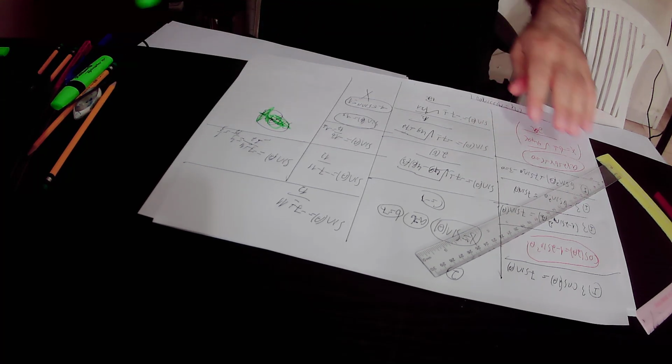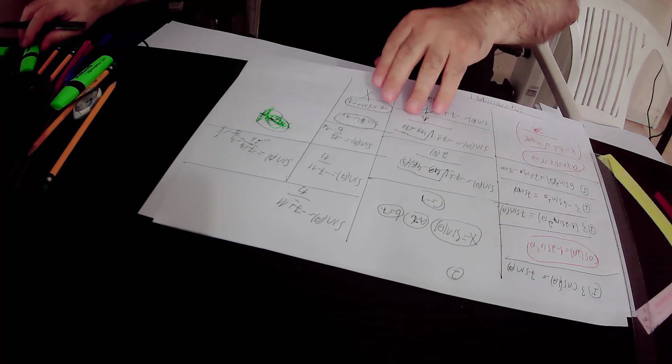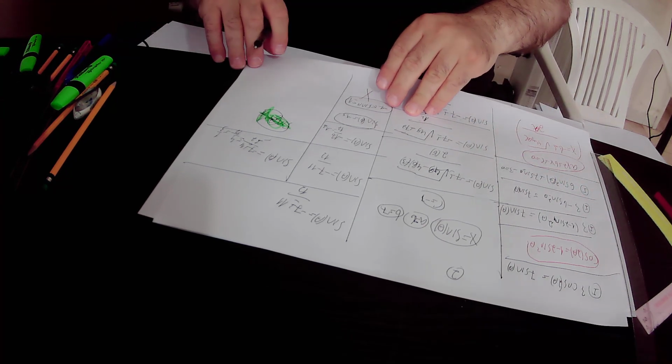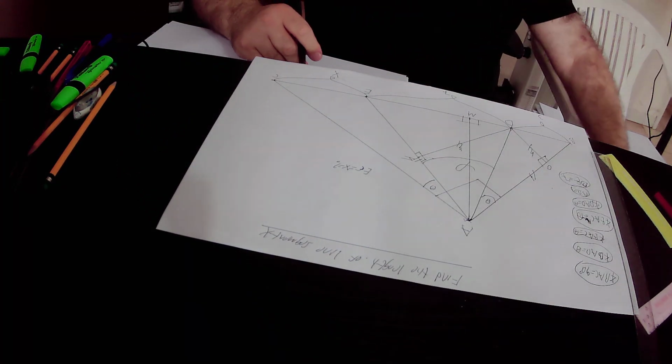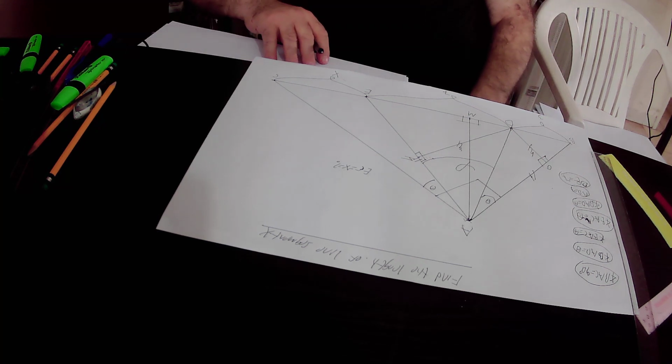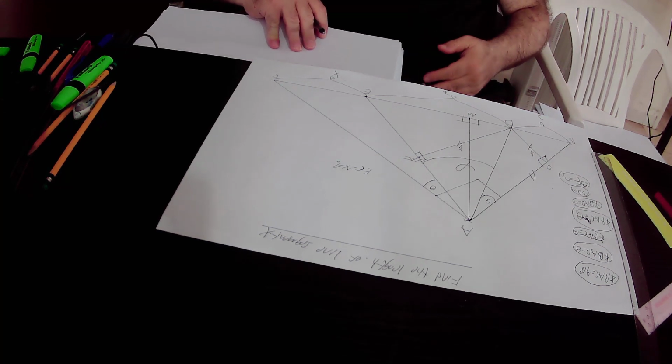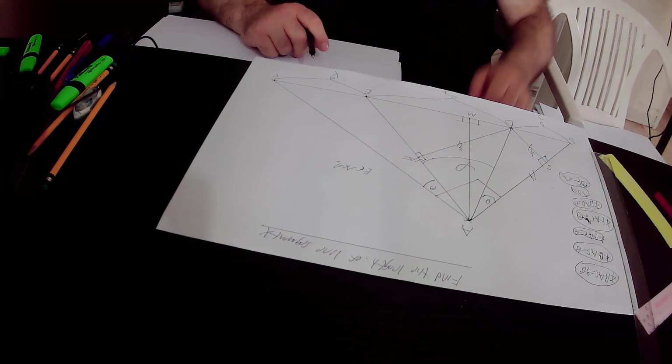In the next step, we'll focus on triangle ABE. So I will copy this triangle in a new page, and we will analyze triangle ABE.